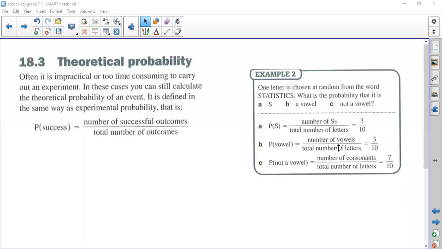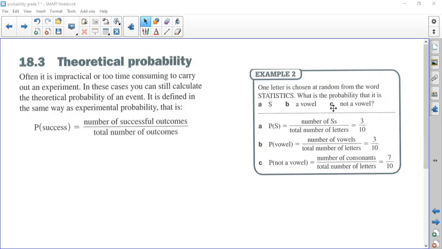In part B, we have to find the probability that we have a vowel. So what is the number of the vowels that are found in the word statistics? As we see, there are again 3: 1, 2, and 3, A, I, and I. So again, the probability for getting a vowel will be the number of the vowels over the total number of letters, which is 3 over 10.